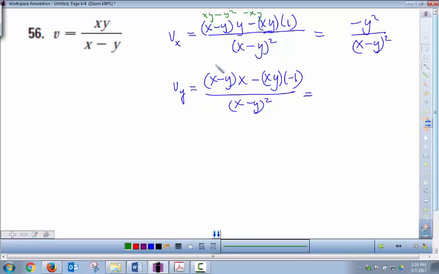Let's do some simplifying again. We have xy minus, or x squared. Which one's positive? So x squared minus xy minus positive xy. So they still cancel. The xy's still cancel. That's good. And so we have just a positive x squared divided by x minus y quantity squared.